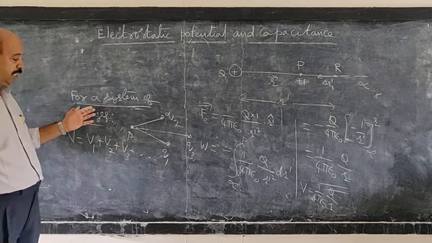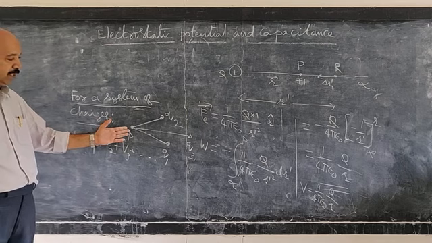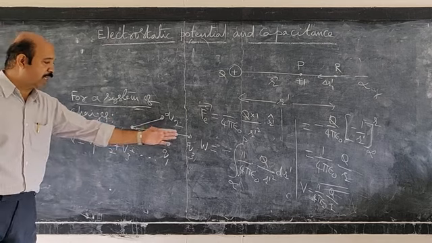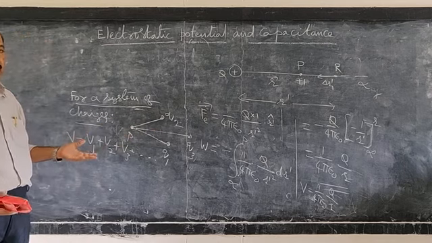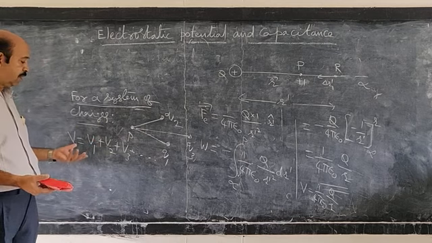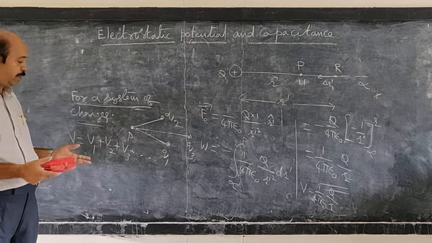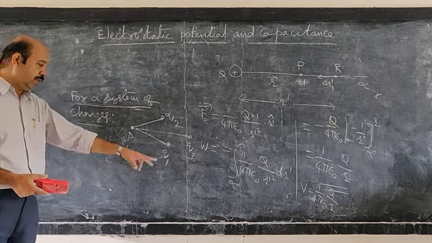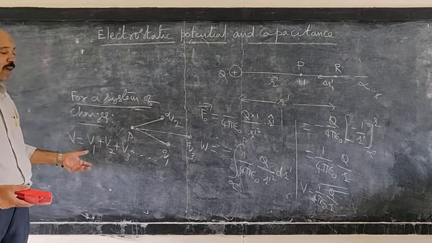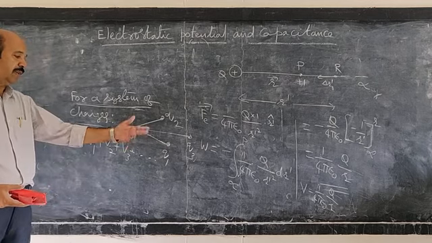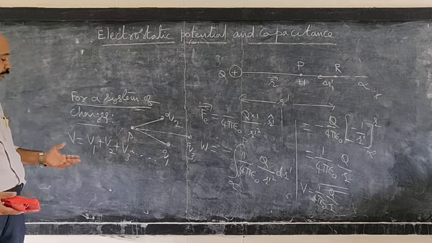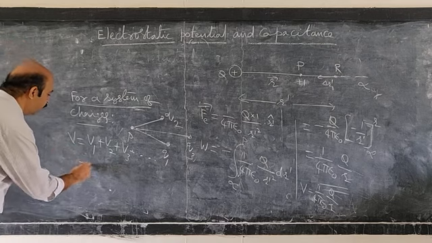To bring a unit test charge from infinity to this point, against this one, against this one, against this one, what is the work done? So those individual works, you have to add them algebraically. Use the proper signs: plus sign for a positive charge, minus for a negative charge, and like that you add. So finally, what will you get?